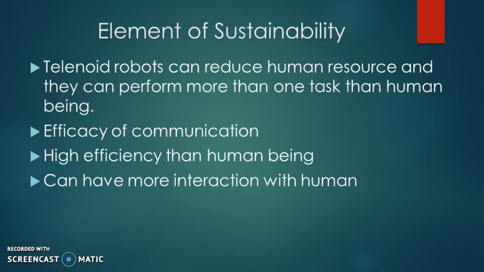Lastly is the element of sustainability. Humanoid robots can reduce human resources and they can perform more than one task than a human being. This will also improve efficiency of communication and give higher efficiency than a human being. Besides that, they also can have more interaction with humans.